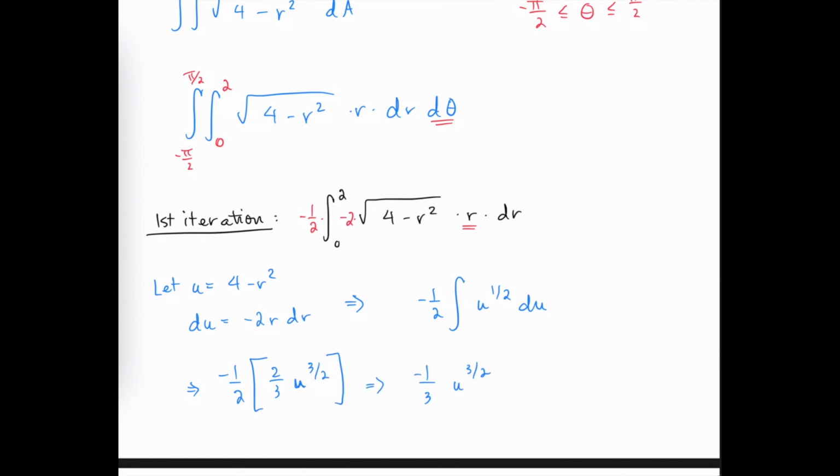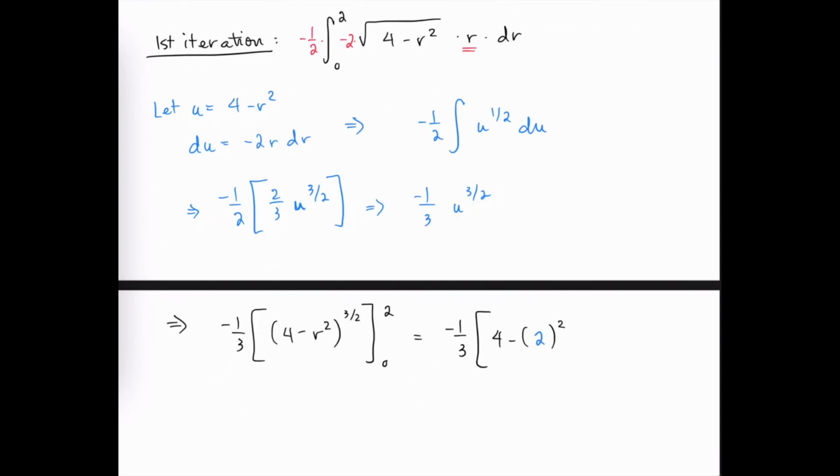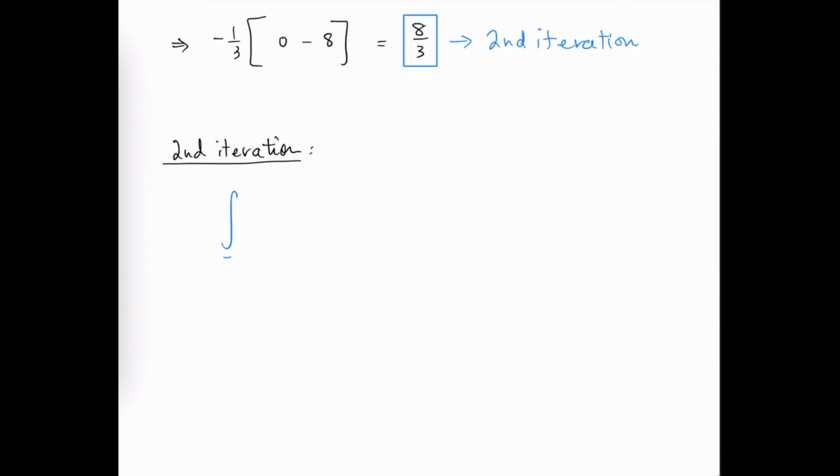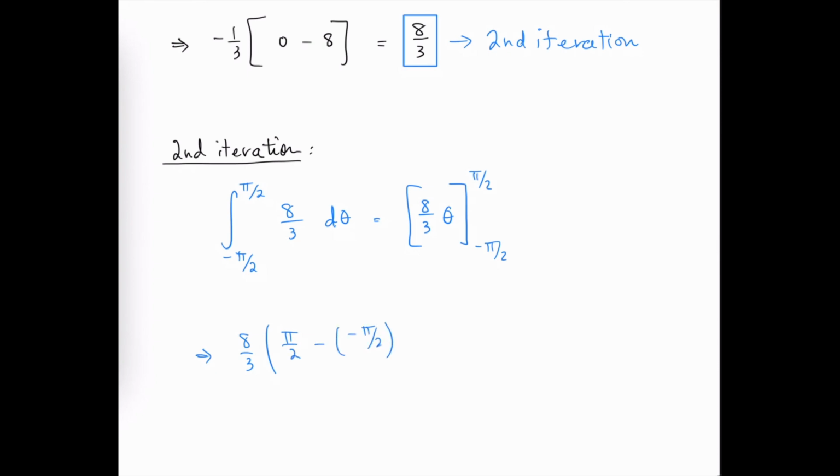And now let's take it back to r so that we can apply our r limits. Plug in our upper limit of 2 and as well our lower limit of 0. So now we have negative 1/3 times 0 minus 8, which is 8/3, which becomes the integral of our second iteration. So now we have the integral from negative pi over 2 to pi over 2 of just 8/3 d theta, which will be 8/3 theta evaluated from negative pi over 2 to pi over 2, which will be 8/3 times pi over 2 minus negative pi over 2, and this turns out to be 8 pi over 3, which is our final answer.